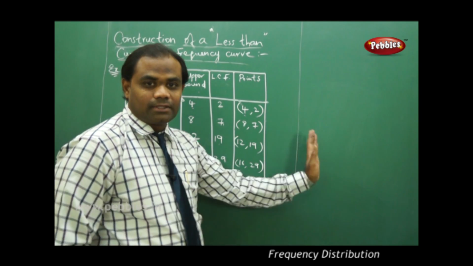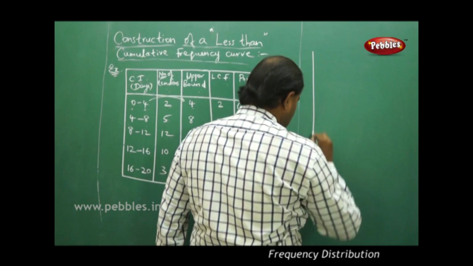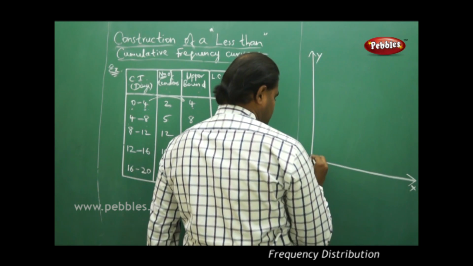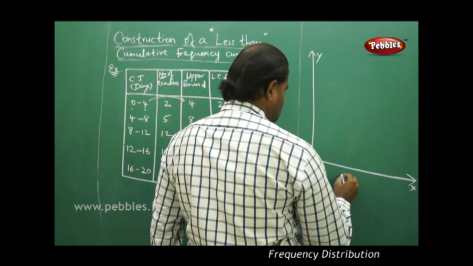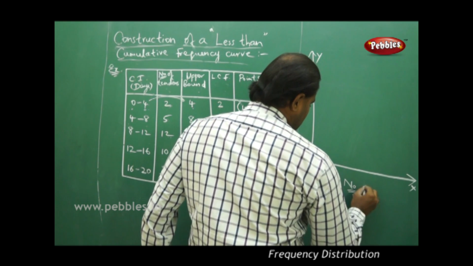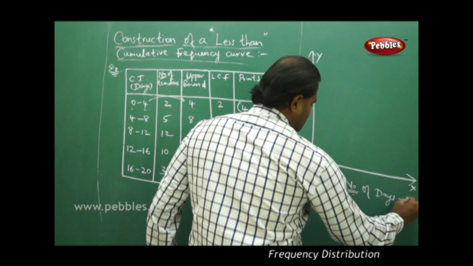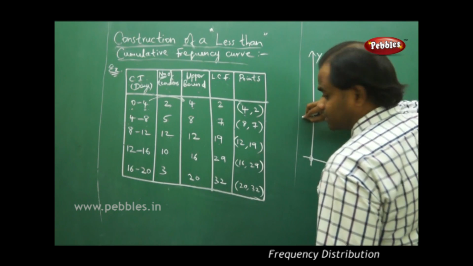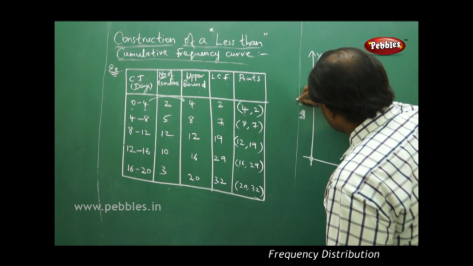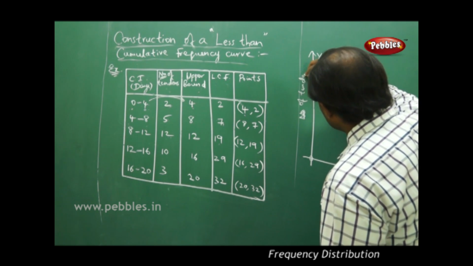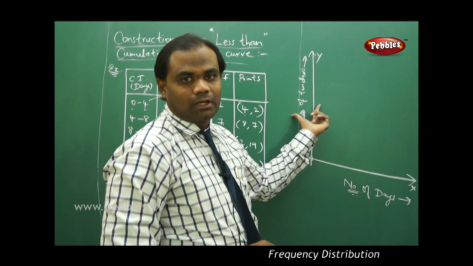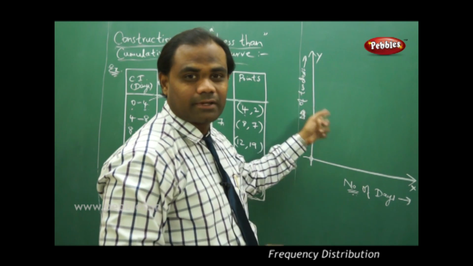So let's take the XY coordinate system with a suitable scale. I take the x-axis, y-axis, origin, and the values on the x-axis are the number of days, and the number of tenders comes on the y-axis. So this is how the class interval and frequency are placed on the x-axis and y-axis respectively.